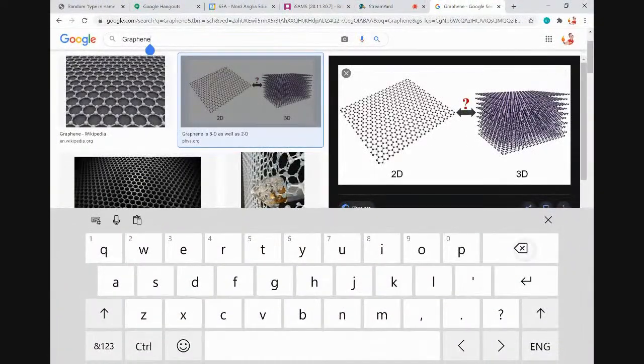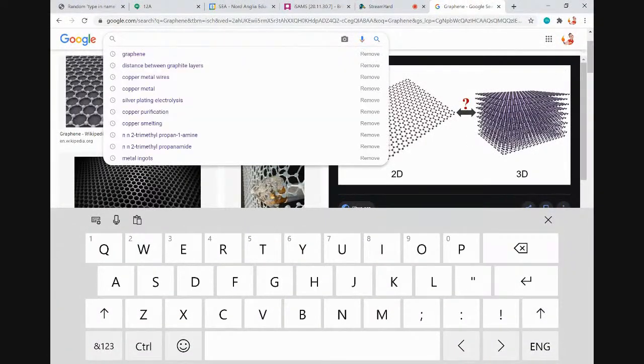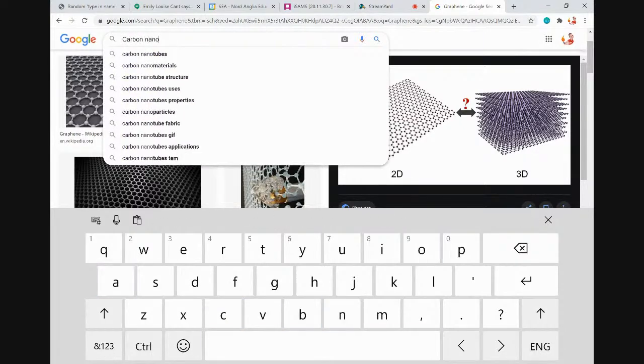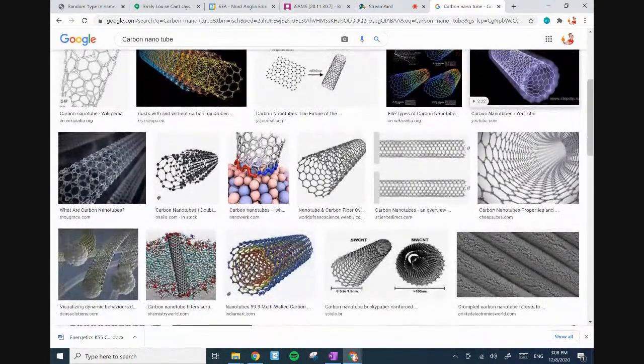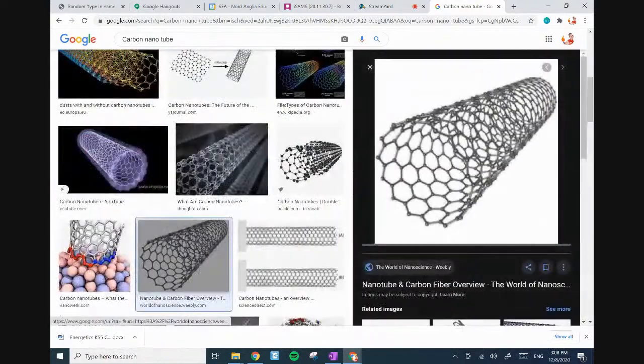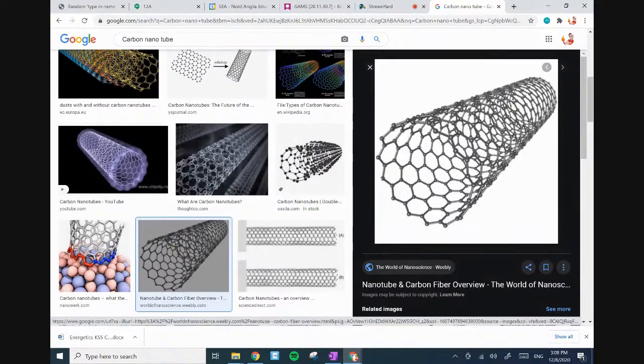Hello, internet. Give me carbon nanotube. Nanotube, please. Look at that. Graphite rolled up. Looking for a good one. Let's go for that one. Quite like that one. That'll do. Gonna steal you.